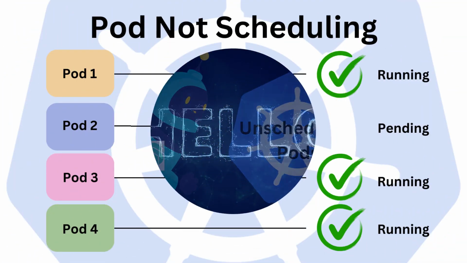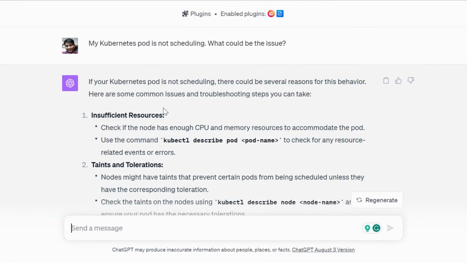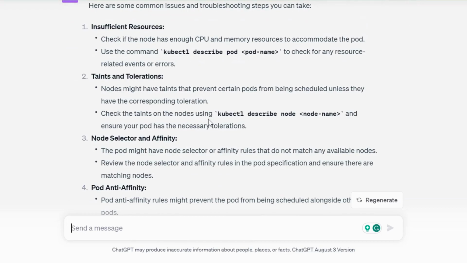In today's video, we are going to explore how ChatGPT can help troubleshoot a common Kubernetes issue. After deploying a pod in a Kubernetes cluster, sometimes you might have noticed that it becomes stuck in a pending state. We turn to ChatGPT to understand the reasons why this might happen. ChatGPT provided a list of 13 possible causes.